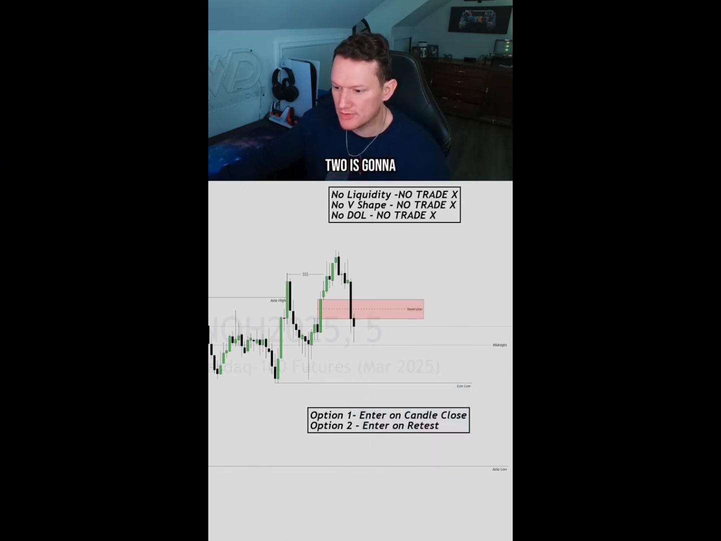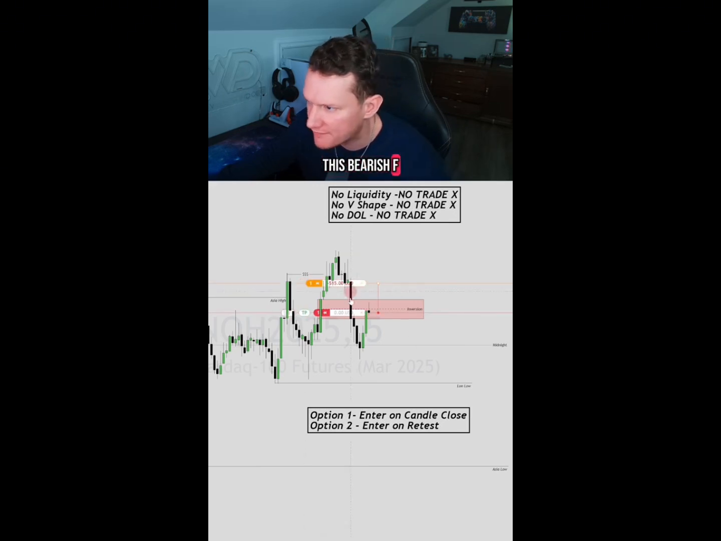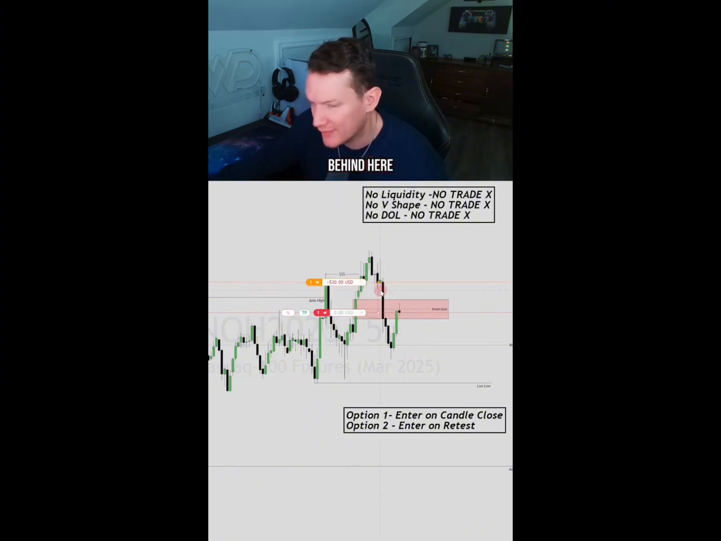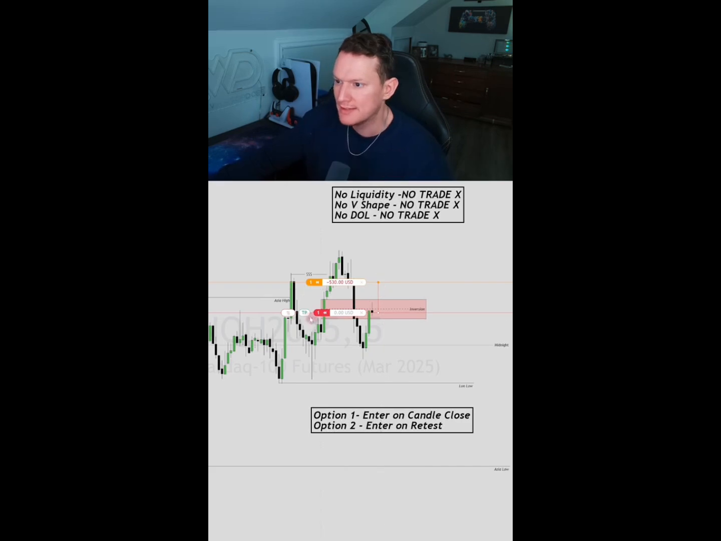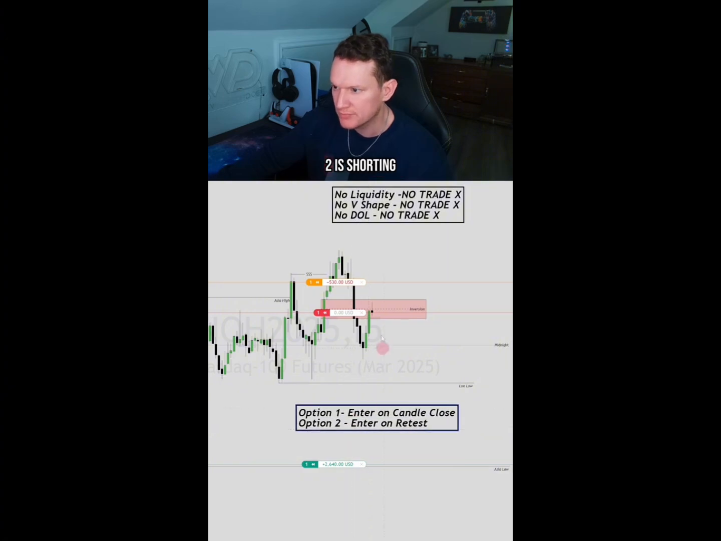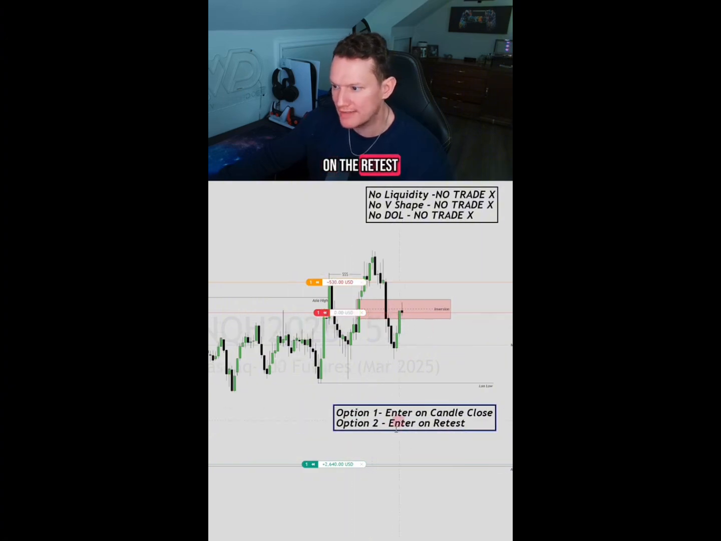And option number 2 is going to be a retest of the inversion, which is my favorite because it gives you a better RR. Right here on this retest, we're going to sell. Stop loss is going to be above this bearish FVG, not above the inversion in this example, but above the bearish FVG that was left behind here. That's going to be the safest stop. TP is going to be at London low, TP1. TP2 will be at Asia lows, okay? So option 2 is shorting on the retest.